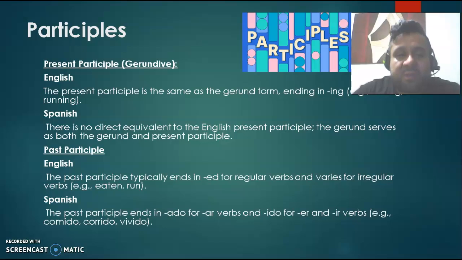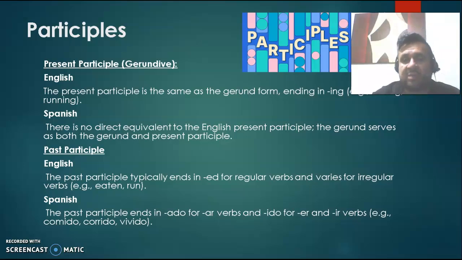Now we have the participles in English and Spanish. Of course, we have the present participle and past participle. The present participle is the same as the gerund form ending in ing. Example, eating, running, jumping. In Spanish, there is no direct equivalent to the English present participle. The gerund serves as both the gerund and present participle.